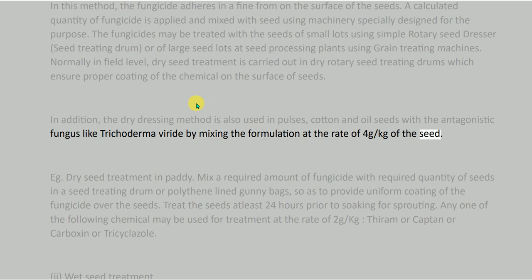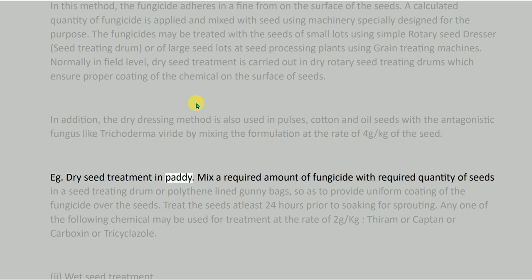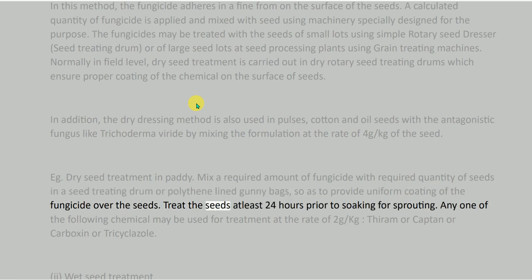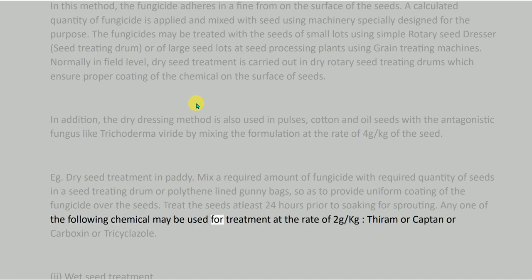Mix a required amount of fungicide with required quantity of seeds in a seed treating drum or polythene-lined gunny bags, so as to provide uniform coating of the fungicide over the seeds. Treat the seeds at least 24 hours prior to soaking for sprouting. Any one of the following chemicals may be used for treatment at the rate of 2 g/kg: Thiram or Captan or Carboxin or Tricyclazole.